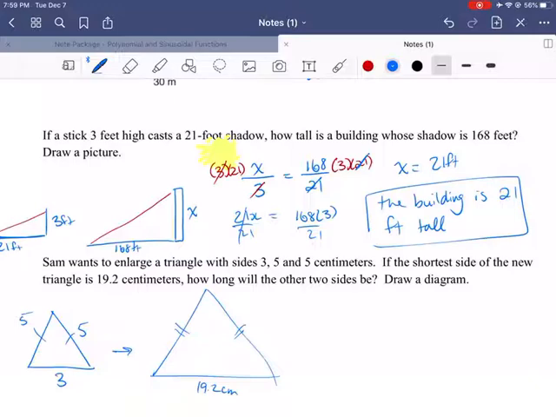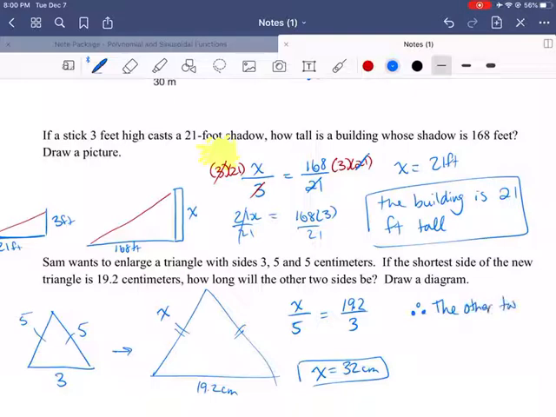So we're going to start with the unknown. So the unknown of x over the same side length on the smaller triangle, and compare that to the bottom side length over the bottom length of the smaller triangle. And if you solve this, you eventually get that x is equal to 32 centimeters. So therefore, the other two sides are 32 centimeters.